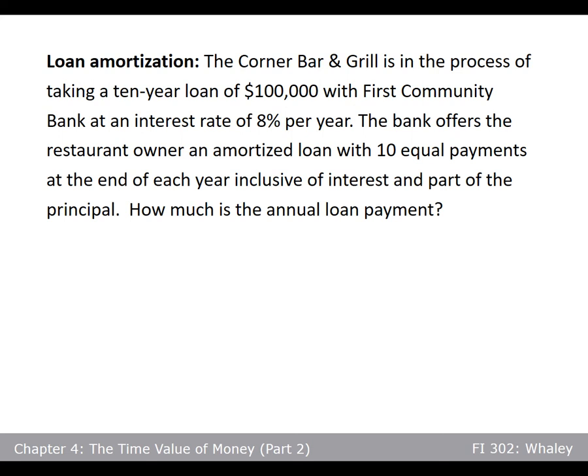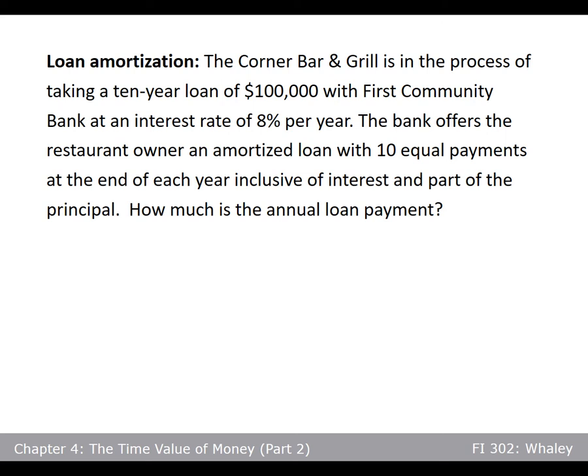So what we're doing here is the bank, First Community Bank, is offering Corner Bar and Grill a loan that is effectively an annuity. They're going to give the Corner Bar and Grill 100 grand right now, and the Corner Bar and Grill is going to pay the bank a fixed cash flow each year for the next 10 years. So we're looking at an annuity problem with an amortized loan. We could use some of our formulas to solve for this. This question is asking about the loan payment. That would be the cash flow from the annuity.